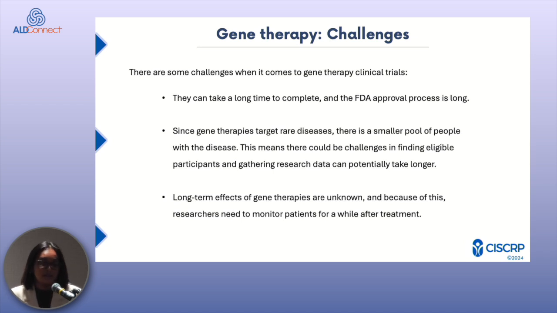So with gene therapy, there come some challenges. They can take a long time to complete, and the FDA approval process is long. And since gene therapies target rare diseases, there is a small pool of people with the disease. So this means that there could be challenges in finding eligible participants, and gathering research data can potentially take longer. And lastly, long-term effects of gene therapies are unknown, and because of this, researchers need to monitor patients for a while after treatment, and the monitoring can last for several years.